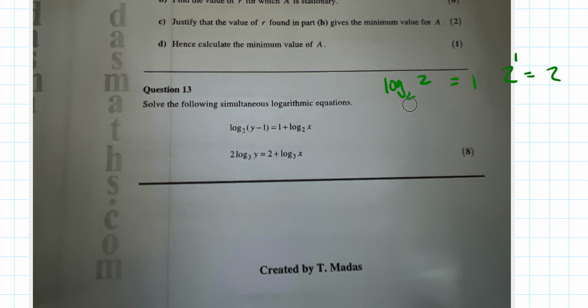So again, it's the power of the base that we're interested in. So if you take 2 to the power of 1, because the base is 2, then that gives you 2. So that's what gives 2 essentially. So what does that mean?